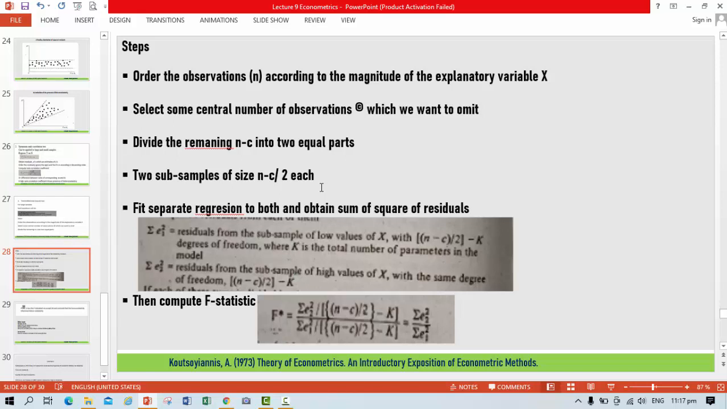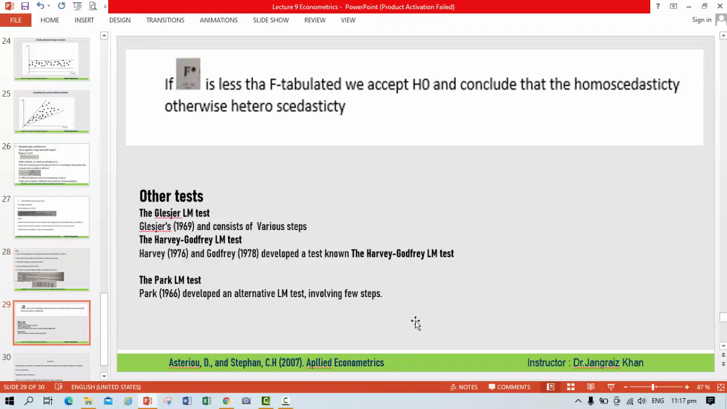We fit a separate regression line to both parts and obtain the sums of squared residuals, E1 square and E2 square. Then we calculate the F statistic with this formula: summation E2 square by summation E1 square. If the F calculated is less than the F tabulated, then we accept H0 and conclude that the model is homoskedastic, otherwise it is heteroskedastic.